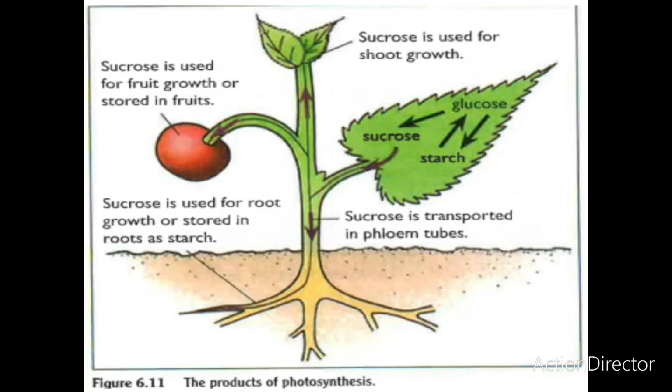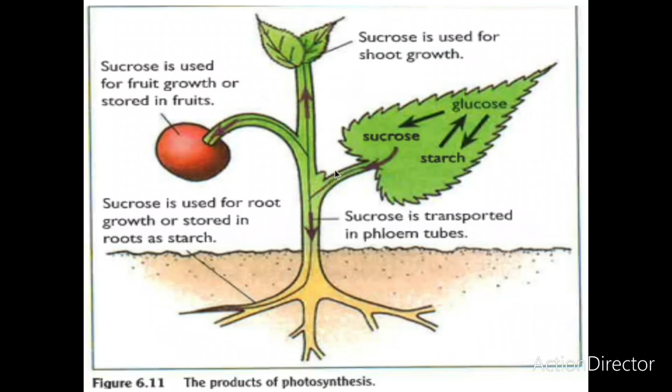This diagram illustrates what I was trying to explain. Some of the glucose that is produced during photosynthesis is converted to starch for storage. This is because starch is insoluble and it is more stable than glucose. And some of the glucose is converted to sucrose in order to be transported to the rest of the plant. This is because sucrose is more stable than glucose and it is also soluble.